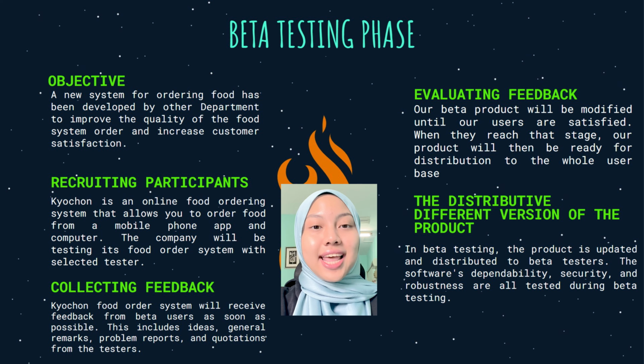Next, for collecting feedback, the Kyochon food order system will receive feedback from beta testing users as soon as possible. This includes ideas, general remarks, problem reports, and quotations from the testers. In addition, for evaluating feedback, our beta product will be modified until our users are satisfied. When they reach that stage, our product will then be ready for distribution to the whole user base.